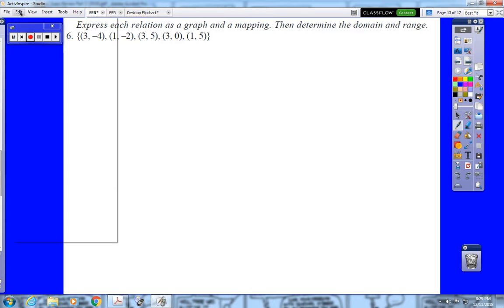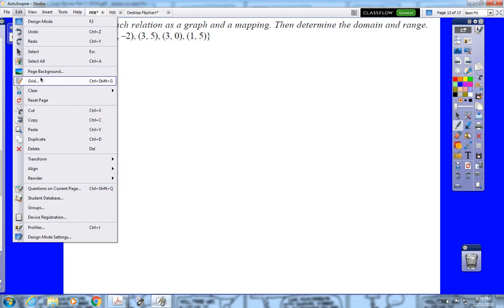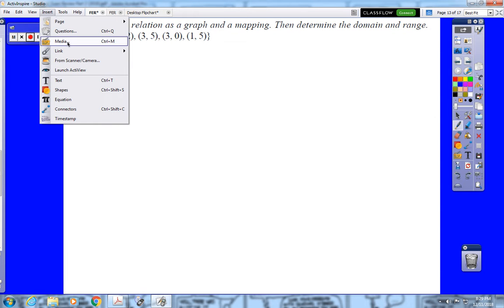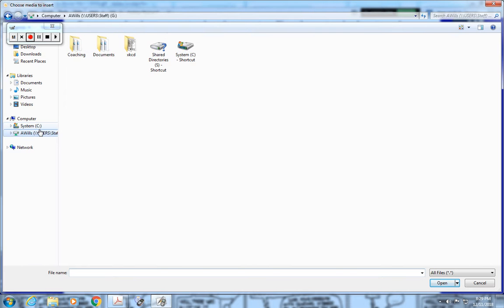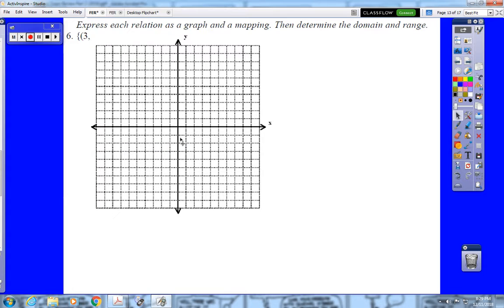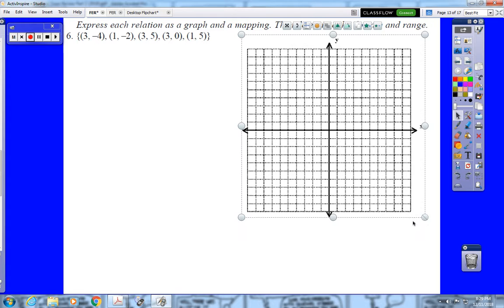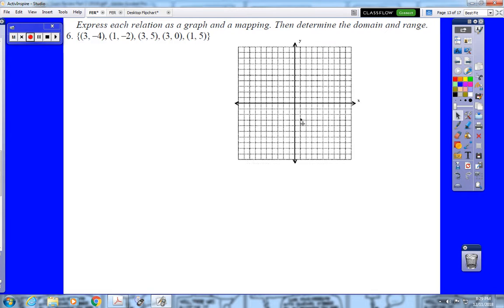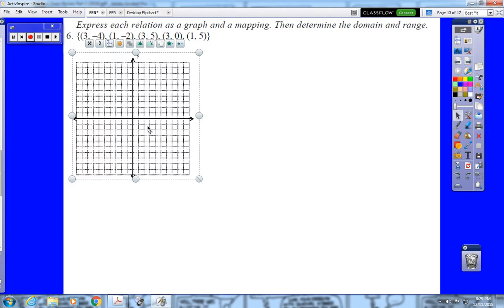Now, I didn't include a coordinate plane, but let's be honest, you could probably draw your own without too much of a problem. I'm going to cheat, because I can, and insert a coordinate plane so that we can graph this. I'm going to make it a little bit smaller, though. It's pretty big there. Okay, so to turn it into a graph, all we do is graph those points.